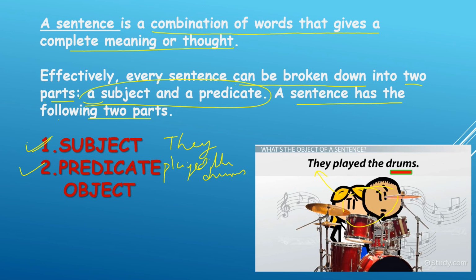So this is our predicate. Now what is the object? So object we can find in the predicate itself. So they played the drums. So on whom the children are doing the action? The children are doing the action on drum. So drum is our object. So in this way, we can find a subject and predicate, and it may be possible that a predicate may have object. Now let us further understand subject and predicate in detail.